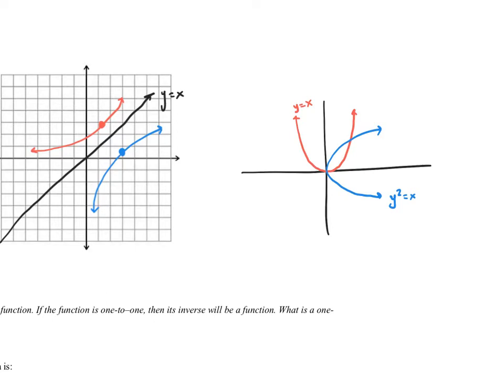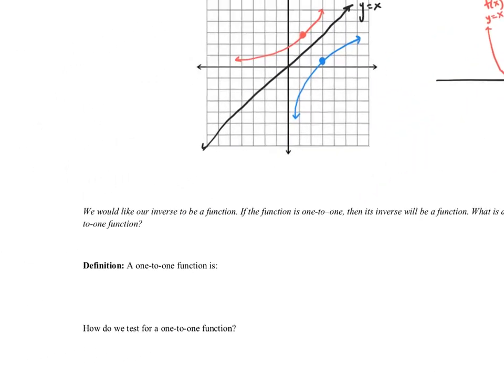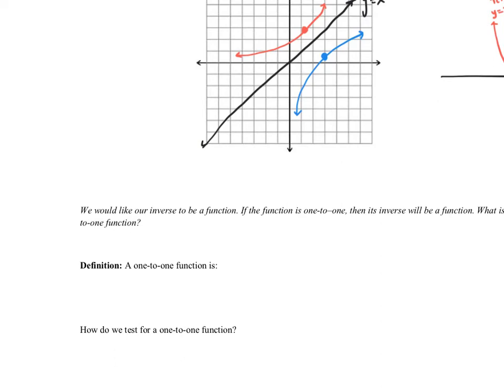Let me back up here. The red graph is representative of f of x, and the blue is representative of the inverse. The issue with the blue graph is that since it is not a function, it didn't come from a one-to-one function. The red graph is a function, but it is not a one-to-one function. So the question is, what is a one-to-one function? A one-to-one function means that every y value has at most one x value.